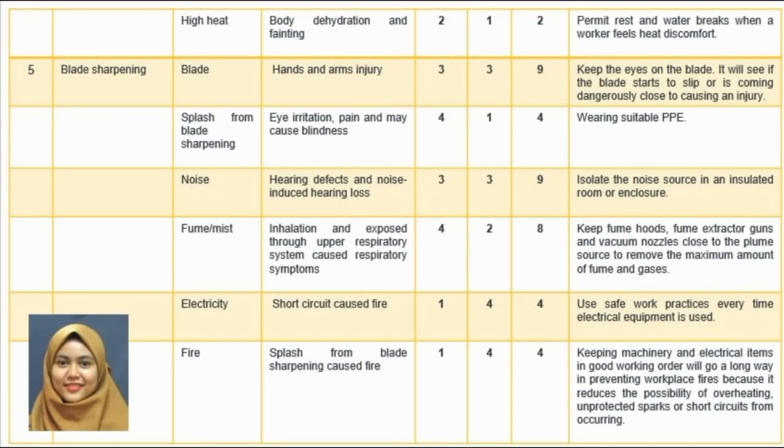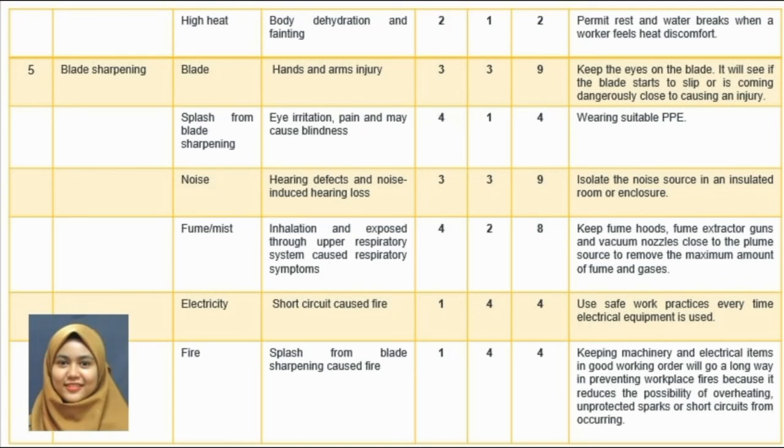For number 4, the type of hazard is fume or mist. The effect is inhalation and exposure through the upper respiratory system causing respiratory symptoms. The risk assessment is 408. The action is keep fume hoods, fume extractor guns, and vacuum nozzles close to the source to remove the maximum amount of fume and gases.